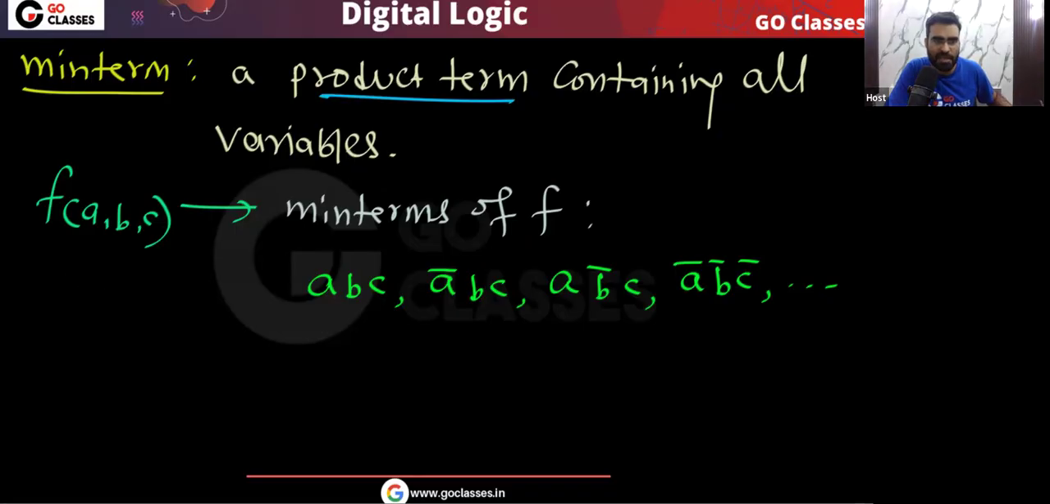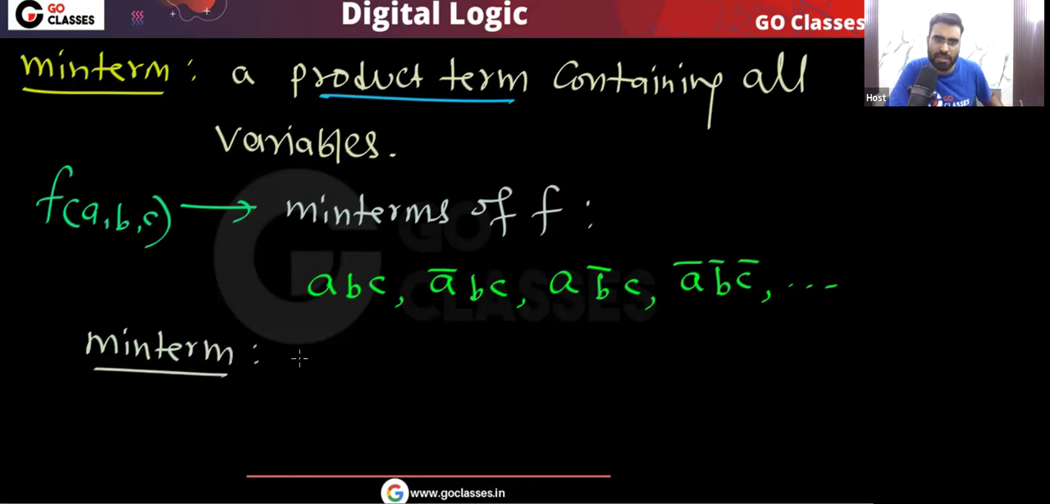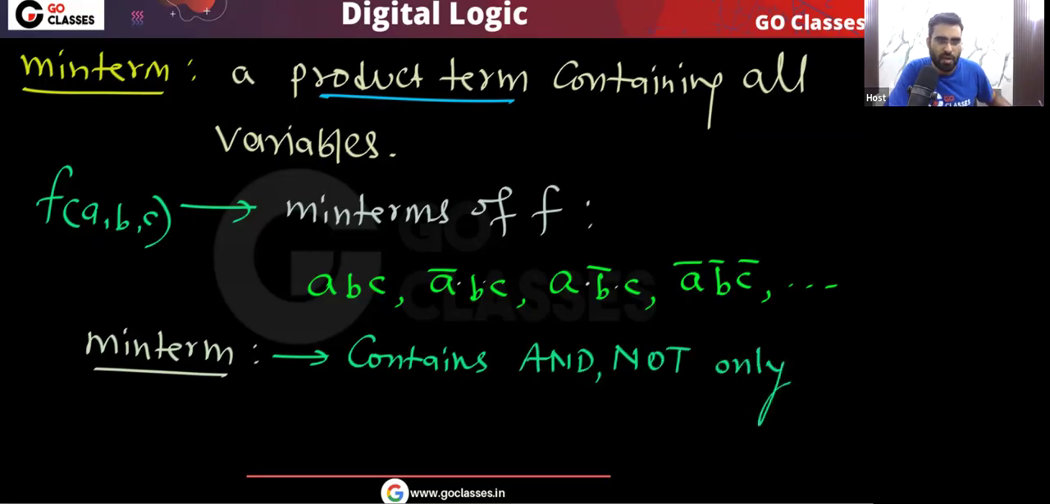Tell me one thing. Can I say that every minterm is basically a combination of NOT and AND? Every minterm has only two operations, either AND or NOT. There is AND, and there is also NOT. So you can see every minterm contains what? It contains AND and NOT. Is this clear? If you look at any minterm, it will contain AND and NOT only.